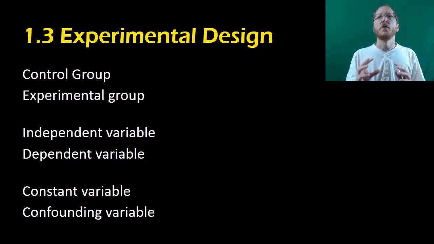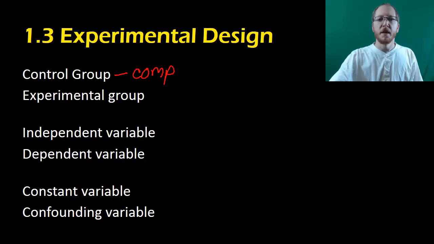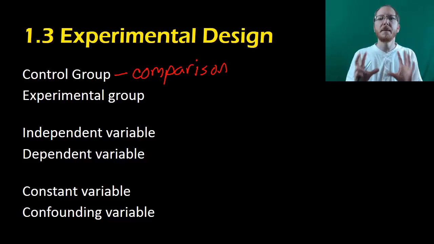So starting off, let's go over some terms to make sure you're comfortable with them. When you're doing an experiment, one of the first things that we typically want, this is what is present in most good quality experiments, is a control group. Now the whole purpose for a control group is to have a group of individuals that we are not going to test. We're going to leave them normal. We're not going to manipulate them. And we're going to use them for comparison.